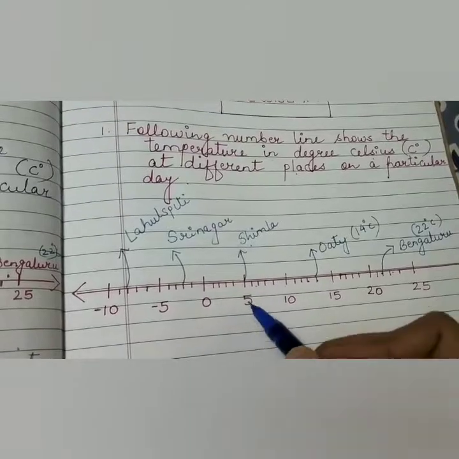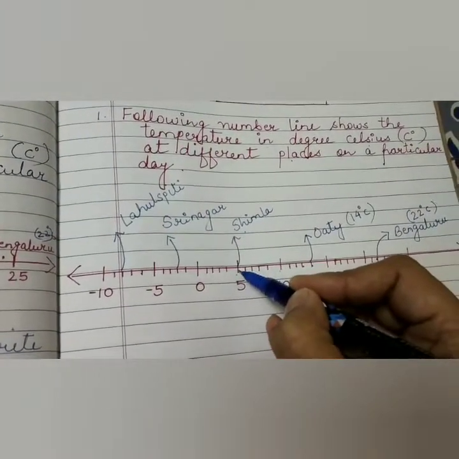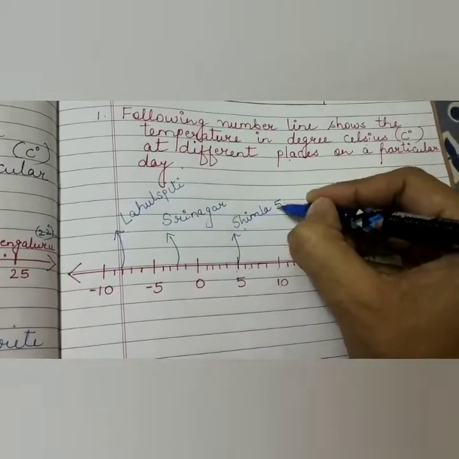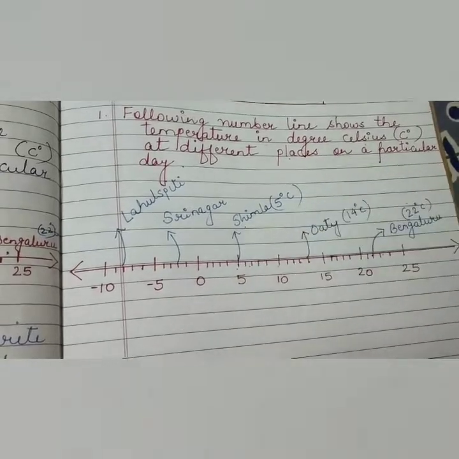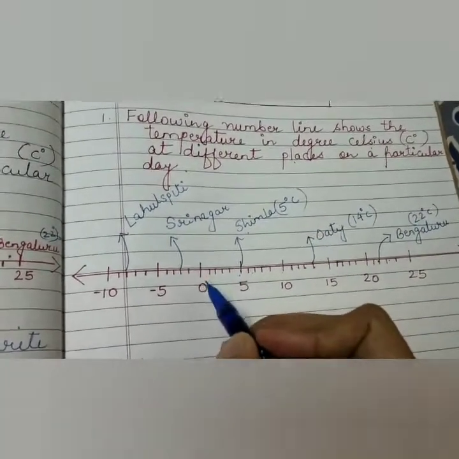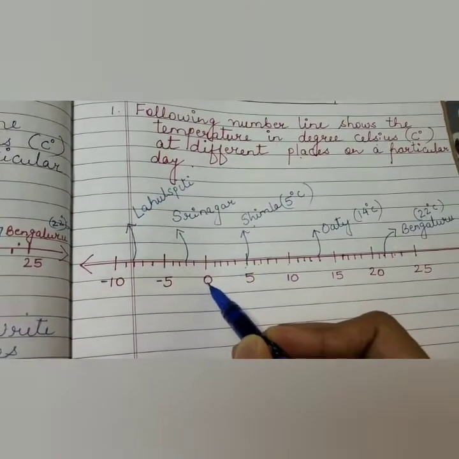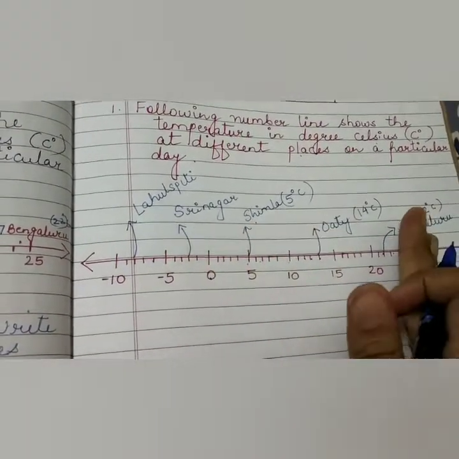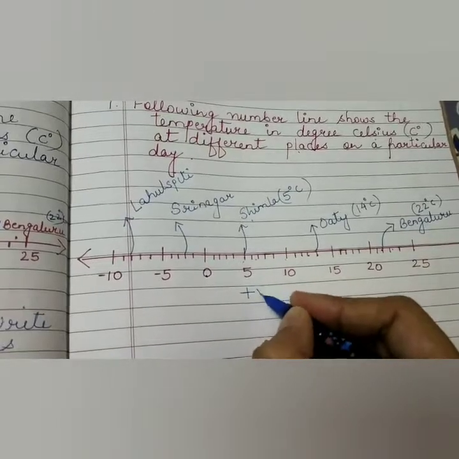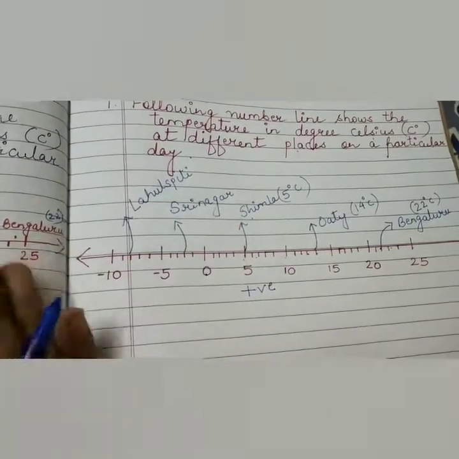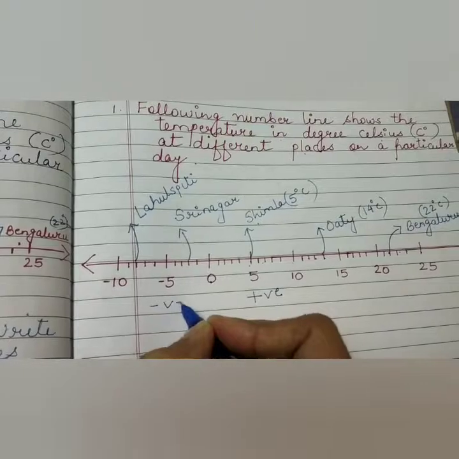Now the temperature of Shimla. You can see this is 5. So the temperature of Shimla is 5 degrees Celsius. Now the temperature of Srinagar. You can see this is 0. From 0, the right hand side values are positive integers. Left hand side values are negative integers.